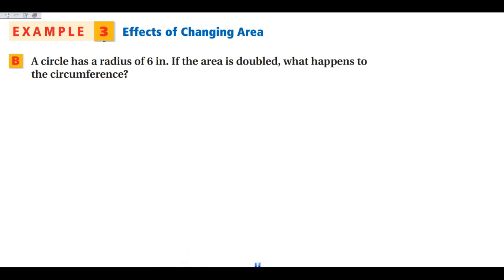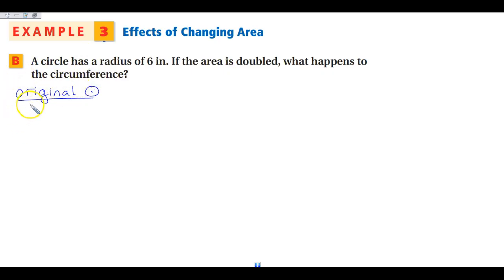All right. So I have a circle that has a radius of 6 inches. If the area is doubled, I want to know what happens to the circumference. Okay, so 2 things I need to find with the original figure: the area and the circumference. Because I'm doubling the area, I need to know the area. I want to know what happens to the circumference, so I want to know the actual circumference length.